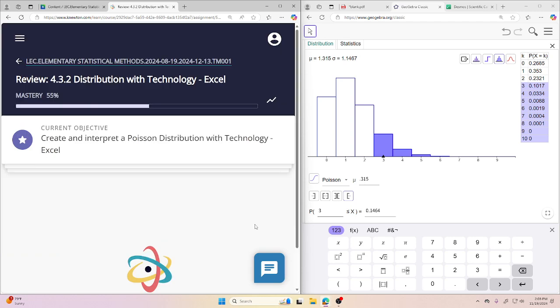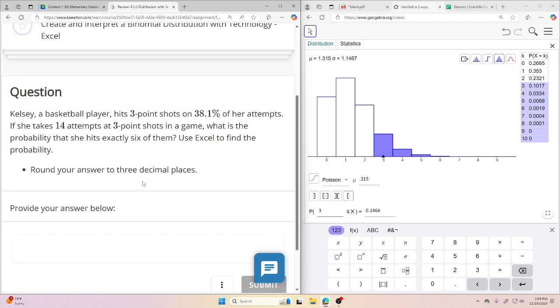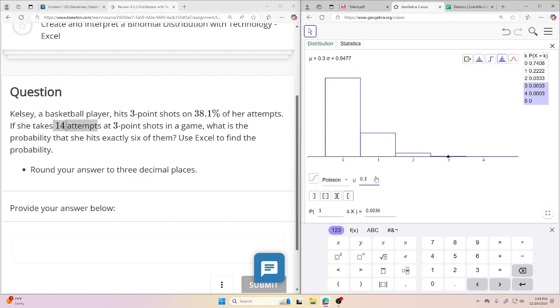At least one of them. Oh, here we go again. 3-point shot. I think the 3-point shots is kind of throwing us off. It's not really a number. I think that's just kind of a title. So we have this much, and then 14 attempts. So that's what I'm going to try, okay? 0.381.